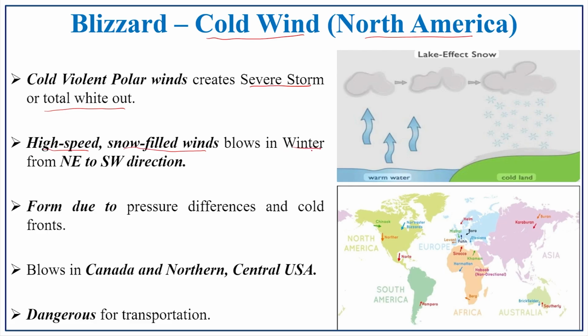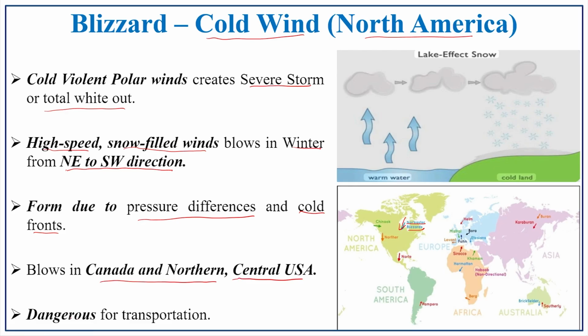The winter season is most favorable for it to form, with very cool conditions, that is, snow and glacier formation. This wind blows from northeast to southwest direction, that is, the blizzard is blowing from northeast to southwest. So, here you have the blizzard wind. Due to the pressure differences and cold front, this situation prevails. This gusty, cold wind prevails in this locality. It blows in Canada and northern central USA. So, this is the region which is experiencing this blizzard cold wind.